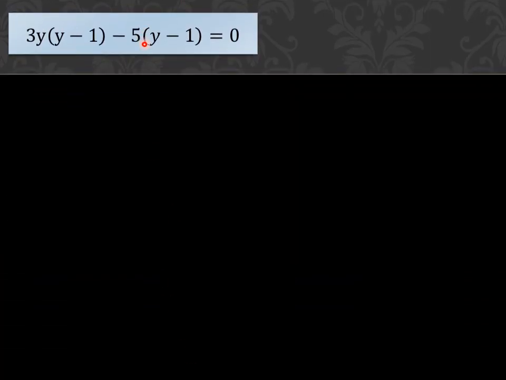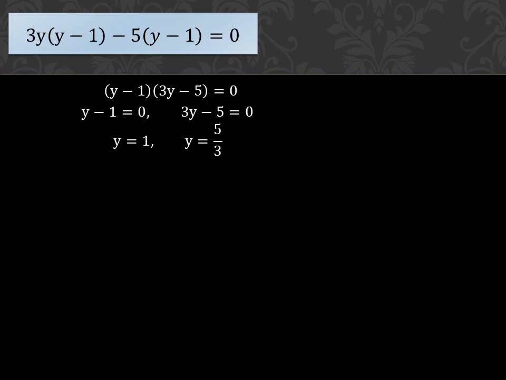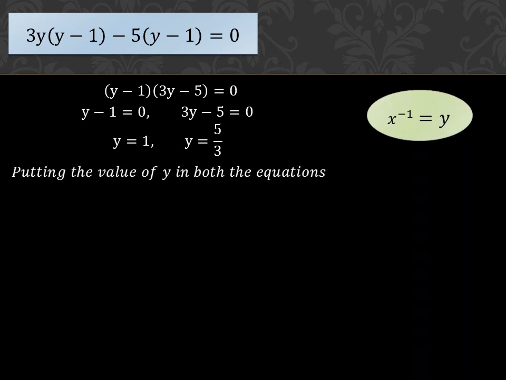This is the last step. Now we will write the common bracket once and the terms outside the common bracket in the other bracket. We will split the brackets now. Both the brackets will become equal to 0. After getting the answer of y, we get y equals to 1 and y equals to 5 by 3. Now we have to replace y with the term that was in the question, and that term was x power minus 1. We supposed x power minus 1 equals to y. So now we will write x power minus 1 equals to 1 and x power minus 1 equals to 5 by 3.